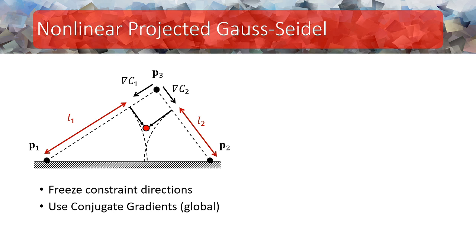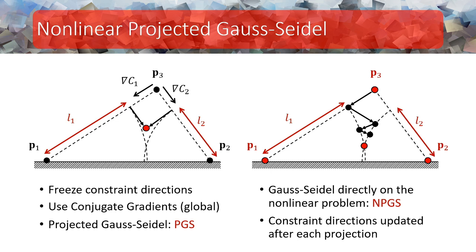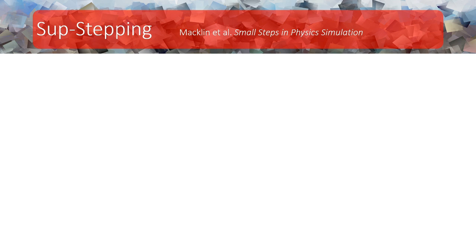The projected Gauss-Seidel method, typically used in game engines, also operates on the linearized problem by solving for velocities. With nonlinear projected Gauss-Seidel, we first move P3 towards P1 to satisfy the first constraint. Then we use the constraint direction from the updated position and move the position towards P2 to satisfy the second constraint and iterate. This way, nonlinear projected Gauss-Seidel works on the nonlinear problem directly, because the constraint directions are always updated immediately. As I mentioned before, to increase the convergence rate of our local solver, we use substepping.